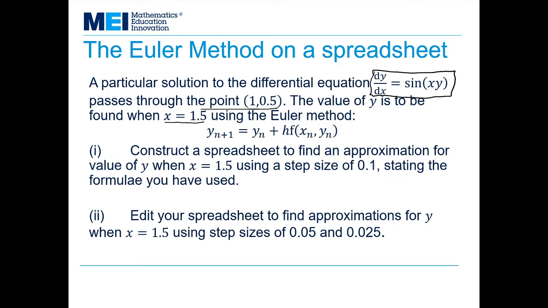The first part then: construct a spreadsheet to find an approximation for the value of y when x = 1.5 using a step size of 0.1, stating the formula you've used. And then the second part: edit your spreadsheet to find approximations for y when x = 1.5 using step sizes of 0.05 and 0.025. So we're halving the step size each time. Let's open up our spreadsheet and have a look.